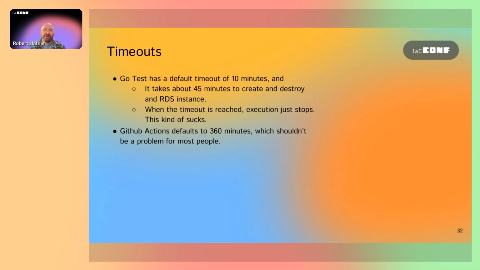You also need to deal with timeouts. Go test has a timeout of 10 minutes, so if you're doing RDS, you're just going to break it. It's going to go for 10 minutes, fail, and then you've got a database you need to clean up. GitHub Actions has a much longer timeout, so it shouldn't be a problem, but depending on your test suite, make sure you're paying attention to timeouts.